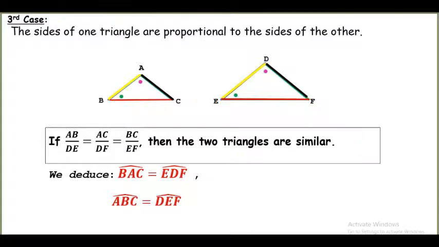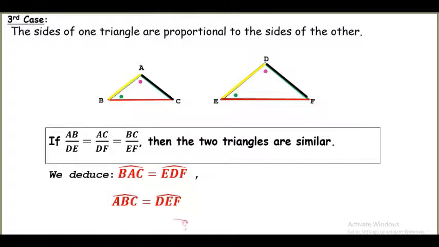Also, you can find it from the first ratio, AB over DE. What's the angle facing AB? It's ACB. What's the angle facing ED? It is DFE. So it is ACB is equal to DFE.